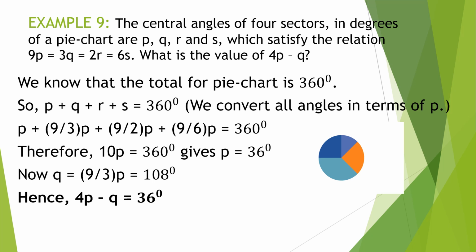P plus Q. What is Q? 9P is equal to 3Q. So Q is equal to 9 by 3P. Similarly, R is equal to 9 by 2P. And S is equal to 9 by 6P. So putting in the equation, we get value of P as 36 degree. What is Q? We know that Q is 9 by 3P, correct, or 3P, which is 108 degrees. So 4P minus Q, when you simplify it, you get the answer as 36 degree. So 4P minus Q is 36 degree.